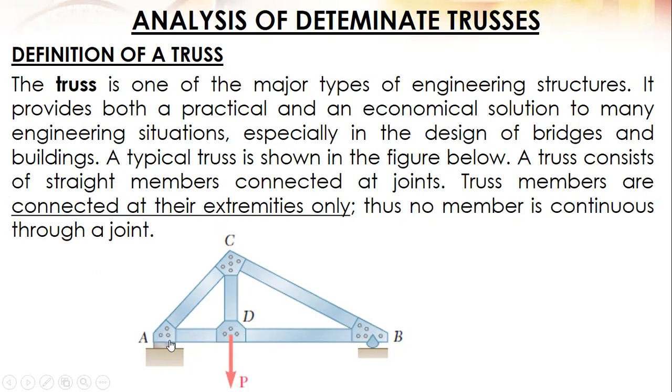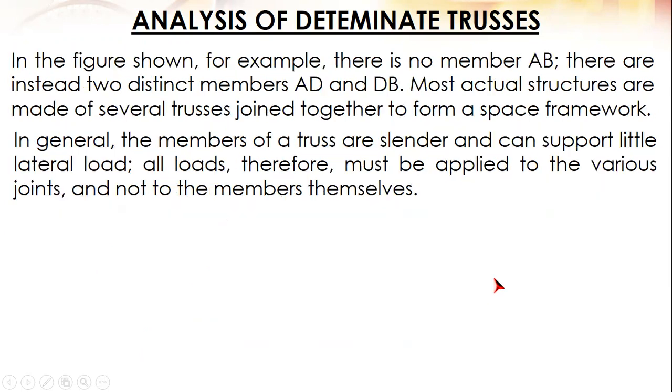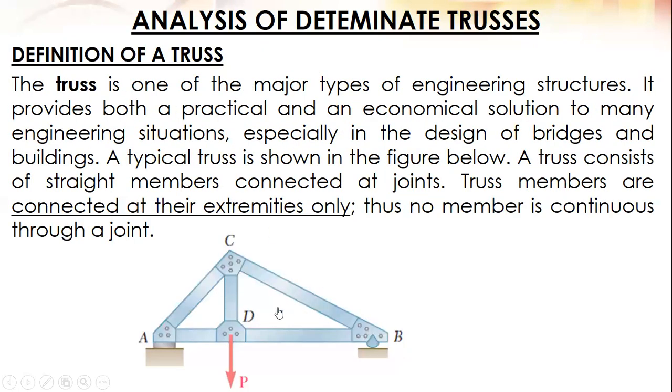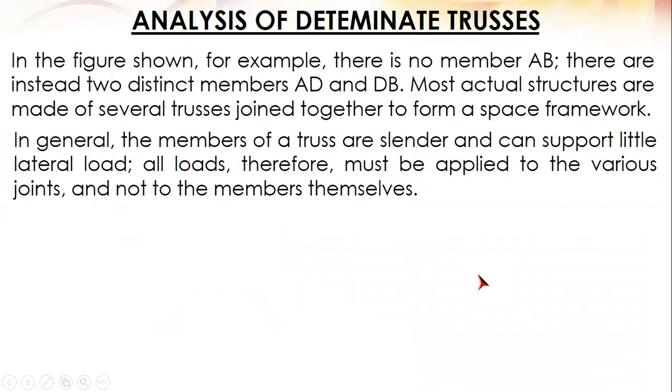So, there is no such member as EB. It should be AD and EB. In the figure shown, for example, this one, there is no member EB. Instead there are two distinct members, ED and DB. Most actual structures are made of several trusses joined together to form a space framework.